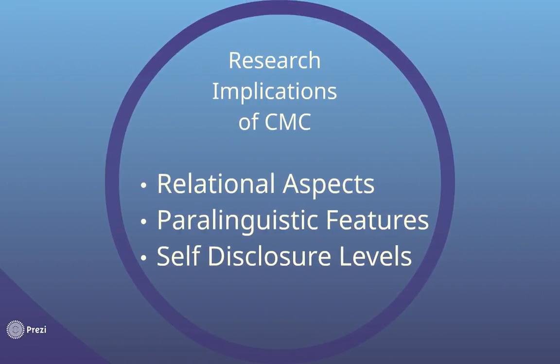CMC covers a wide breadth of potential research topics. To provide a framework for this presentation, I will focus on three areas that communication theorists have explored in order to explain the social and communicative influence of CMC. These three areas are relational aspects, paralinguistic features, and self-disclosure levels.